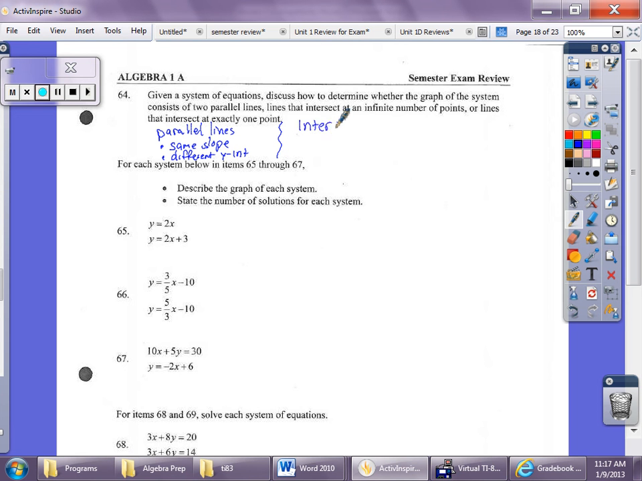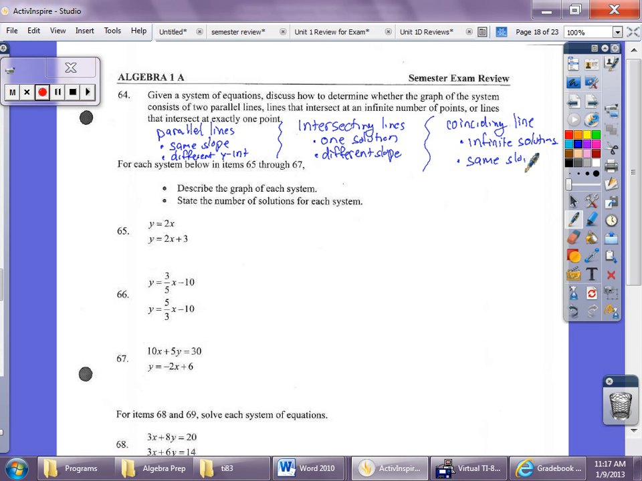Intersecting lines, they have one solution, and they have different slopes. And coinciding lines, they have infinite solutions. They have the same slope and the same y-intercept. They're the same equation.